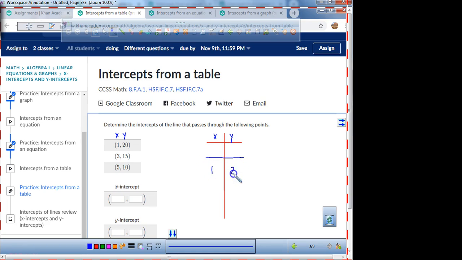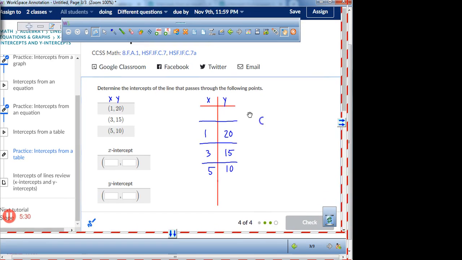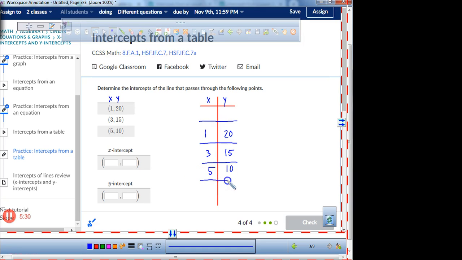So right now, I've got a 1 and a 20, a 3 and a 15, and I have a 5 and a 10. Alright, so that should help us right now. You'll kind of see how your y values are going down towards 0.